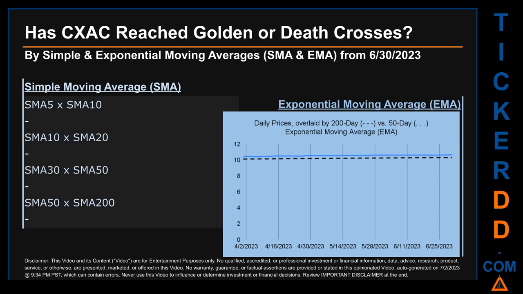Continuing with SMA, we looked across the 5 to 10, the 10 to 20, and the 30 to 50-day ranges to see if golden and death crosses had been reached. We could not find either a golden cross or death cross signal for the 5 to 10, the 10 to 20, the 30 to 50, and the 50 to 200.